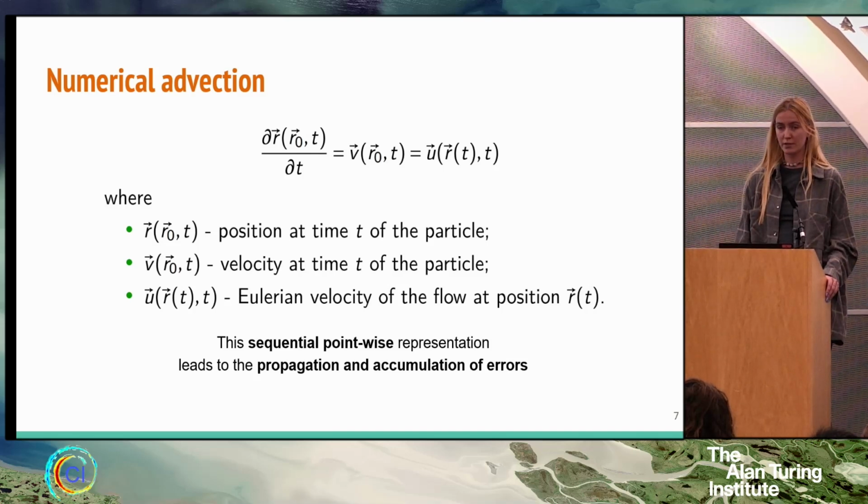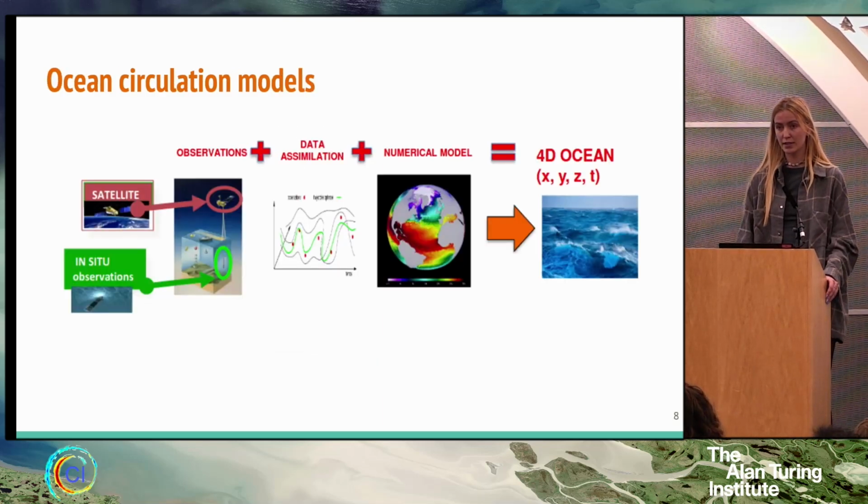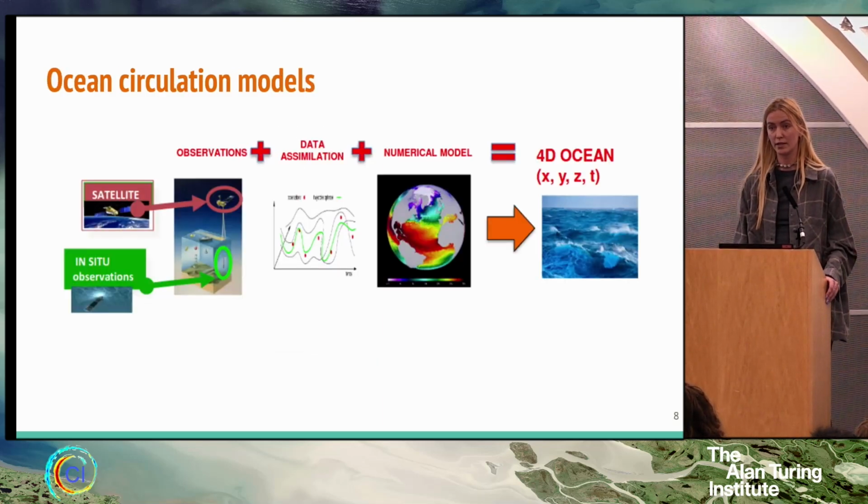So usually when we simulate Lagrangian trajectories on the ocean surface, we refer to the advection equation, which is a simple integration of the velocity of the ocean currents at a given position at a given time. However, this representation of trajectory is sequential and pointwise, which leads to the propagation and accumulation of errors through time. Those velocities usually come from the ocean circulation models.